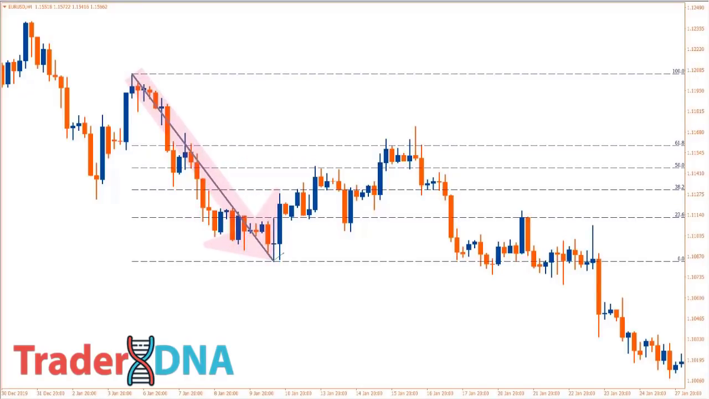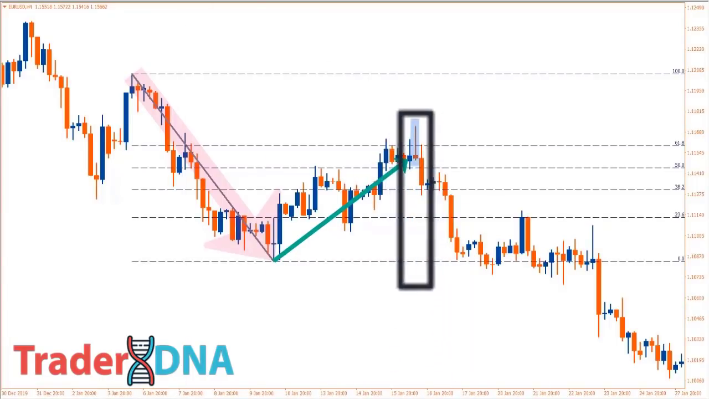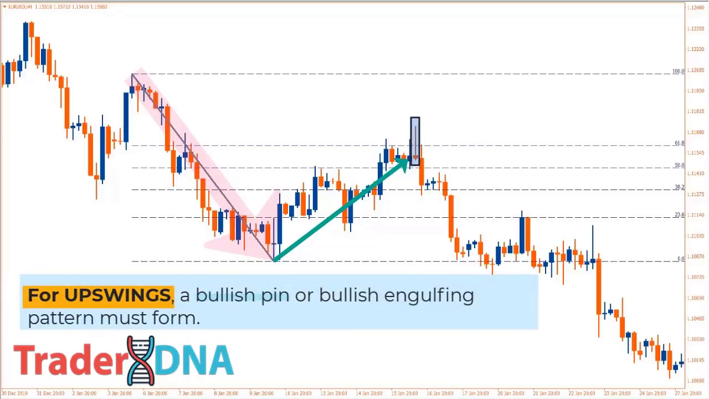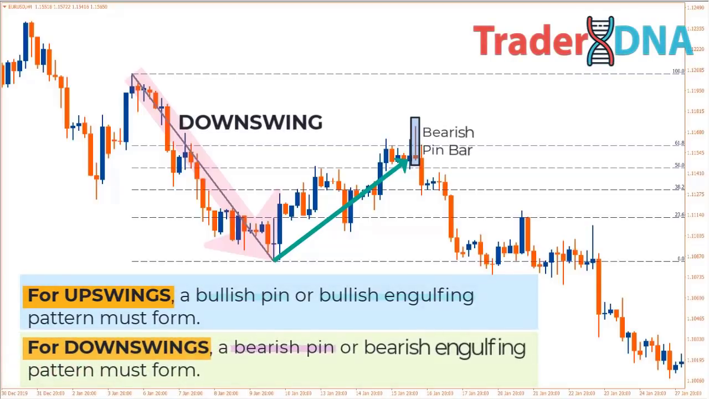And now, you only need to wait for price to return to one of the levels and see if a pin bar or engulfing pattern forms. The type of pin bar or engulfing candle that must form depends on whether the retracement has been drawn on an upswing or downswing. For upswings, a bullish pin bar or bullish engulfing pattern must form. For downswings, a bearish pin bar or bearish engulf pattern has to appear.